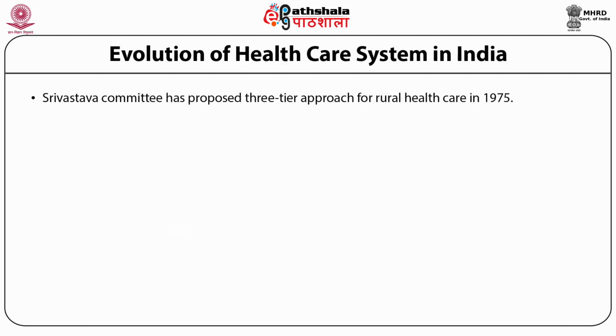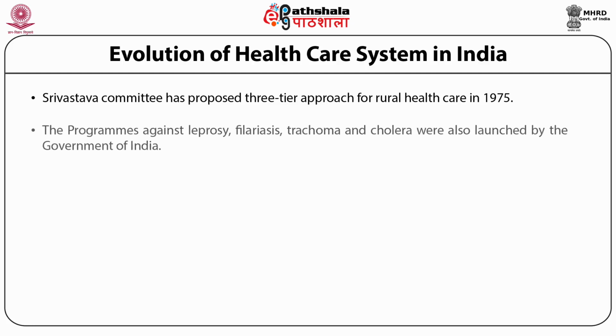The Srivastava Committee proposed a three-tier approach for rural healthcare in 1975. The Government of India started the Rural Health Scheme in 1977 using a village level, sub-center and primary health center approach to manage the health of rural people. The programs against leprosy, filariasis, trachoma and cholera were also launched by the Government of India.